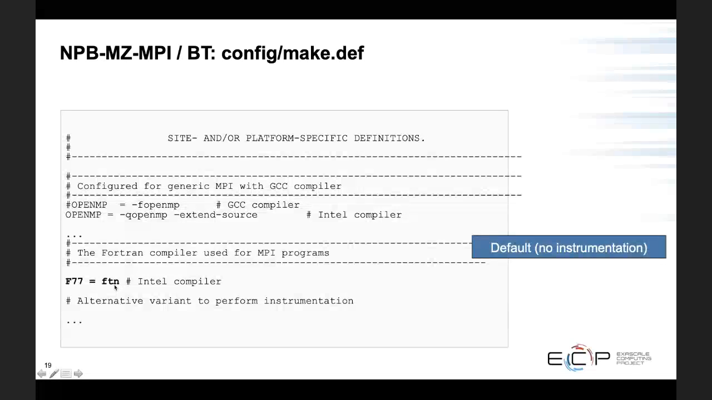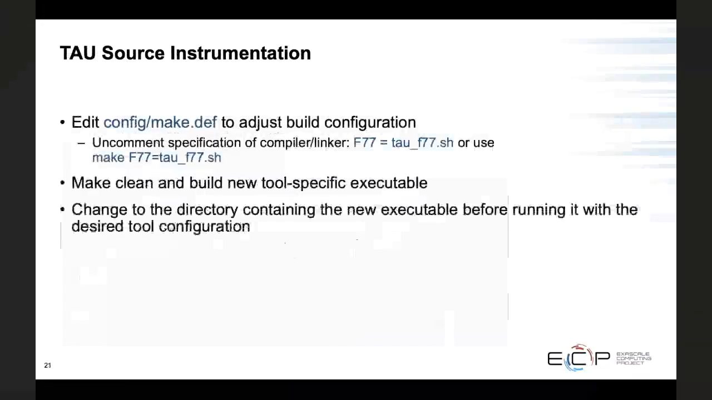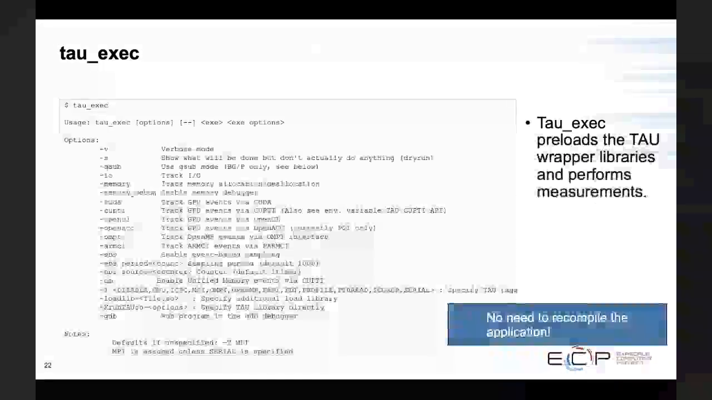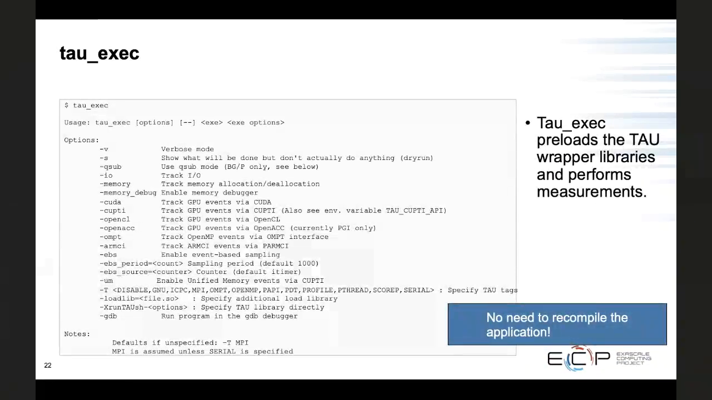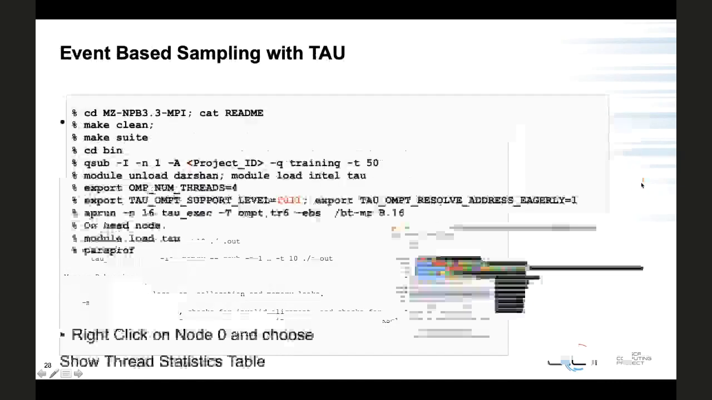You need to make sure that the -dynamic flag is there. And then when you make it, you can say make suite, and it will just compile a given configuration. And you can also use source instrumentation if you substitute the name of the compiler with, say, tau_f77. But I'm going to show you the tau_exec tool first, where you just preload the tau wrapper libraries and perform the measurements. And you can see that you can launch it with the event-based sampling -ebs flag, or you can also use the TAU_SAMPLING environment variable and toggle it to 1 with any of these.